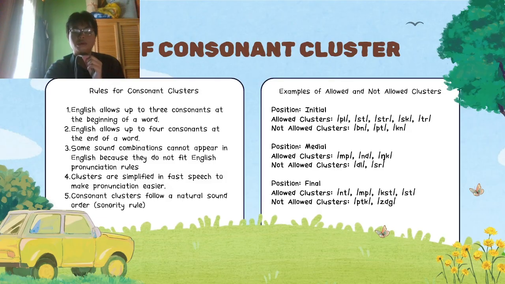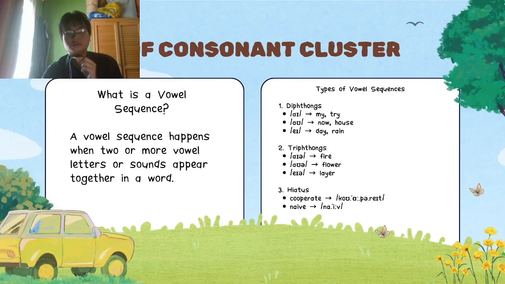And for the medial position, allowed are MP, ND, NK. And the not allowed are DL and SR. And for the final position, allowed are NT, MP, KST. The not allowed clusters are PTK and ZDG. And I'm sorry for the error in the title.